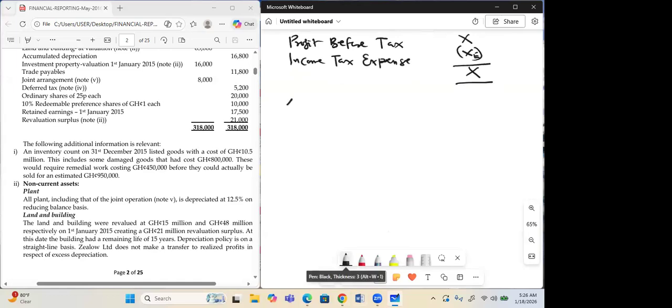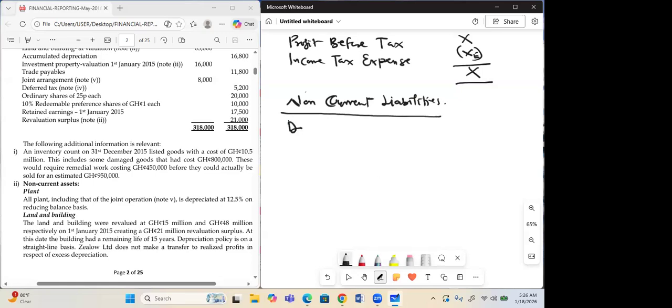Under non-current liabilities, you enter the deferred tax. You enter deferred tax. Now, the deferred tax is the closing balance of the deferred tax here.